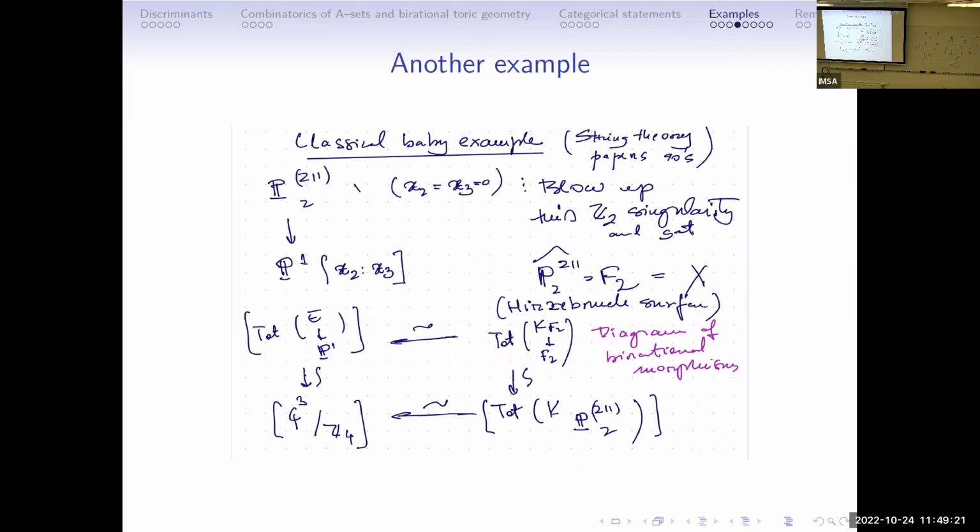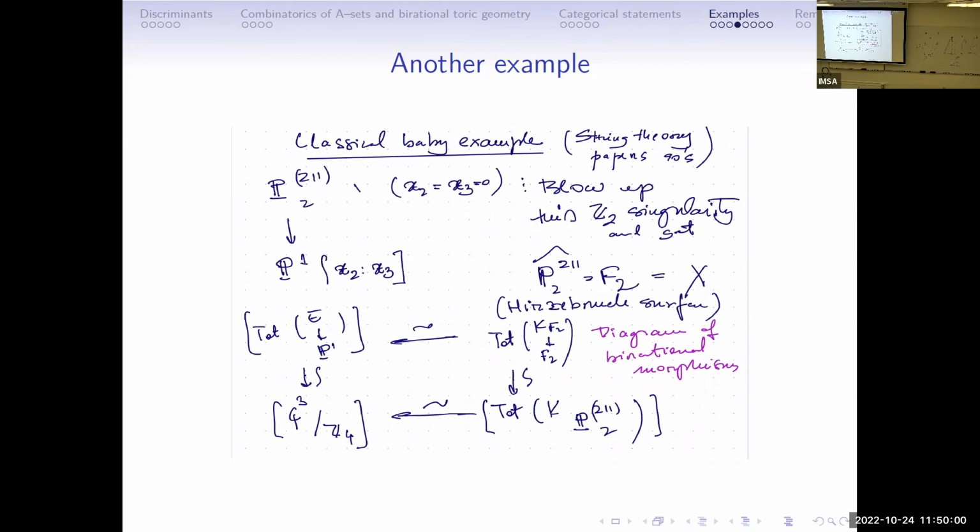of the following sort. You have the stacky total space of the canonical bundle of the weighted projective space. Here there is something weird, but it's a fibration, the total fibration over P1. This is something called the hybrid phase. And then finally here, there is the stack C3 over Z4.